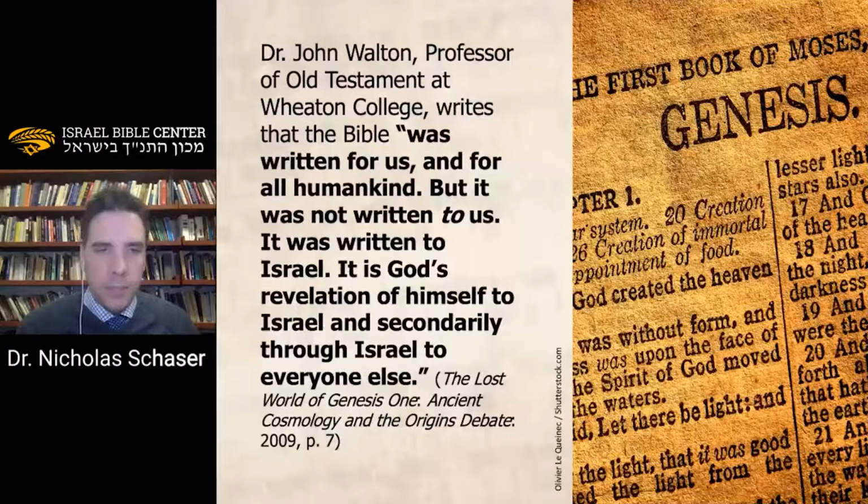Walton says that the Bible, quote, "was written for us and for all humankind, but it was not written to us. It was written to Israel. It is God's revelation of himself to Israel, and secondarily, through Israel, to everyone else." I think understanding Genesis rightly is to understand it in its original Israelite context, and to realize that the point of its writing was to inform the people of ancient Israel, and only first when we understand that can we branch out to map on Genesis for meaning for modern readers today.